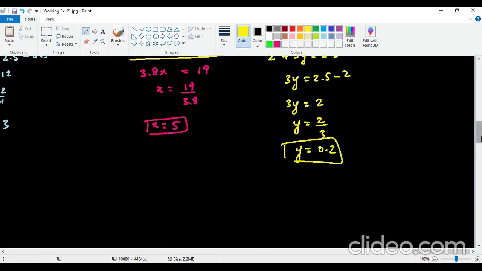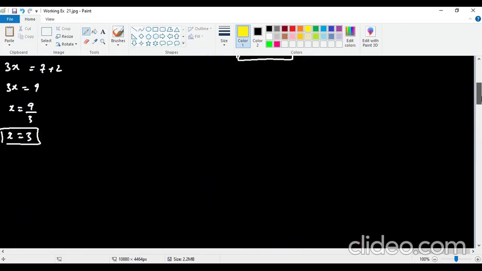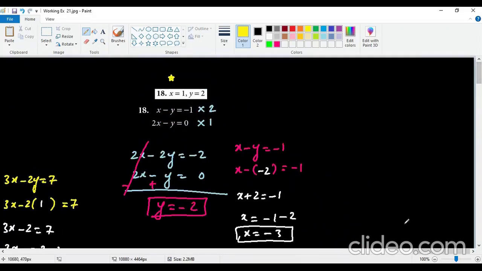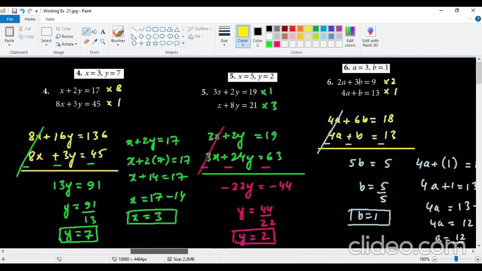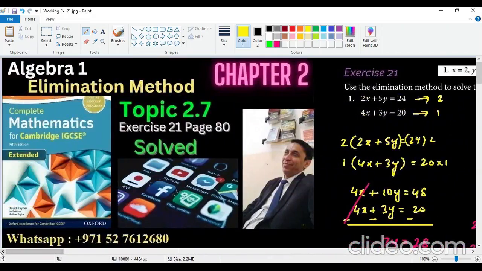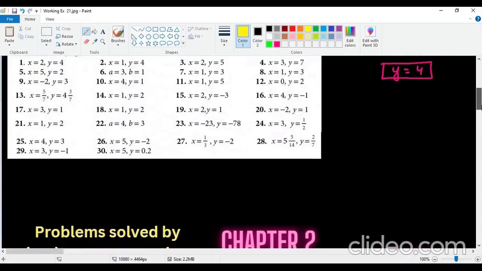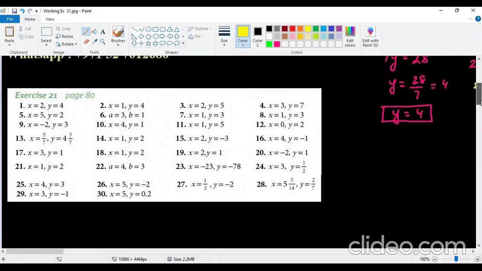That's all for this exercise. I'm taking you back to the main screen where we started. This was exercise 21, and next exercise is going to be exercise 22. But before you go, I just need to show you the answers that we have here. These are the answers for the whole exercise.